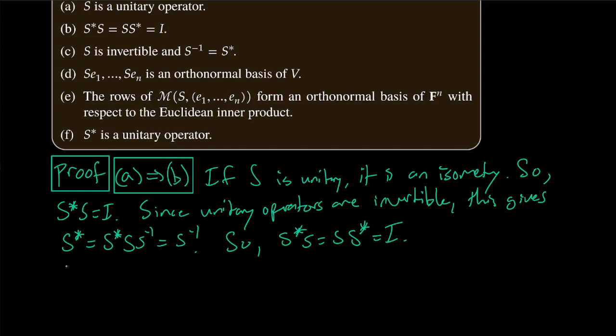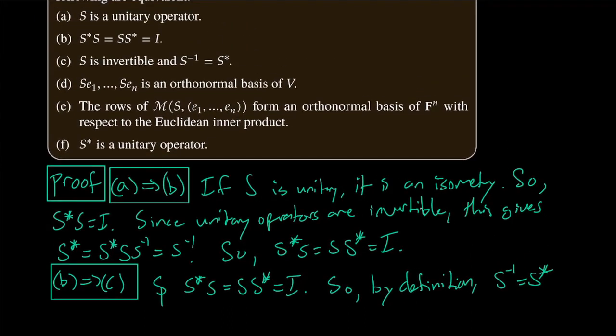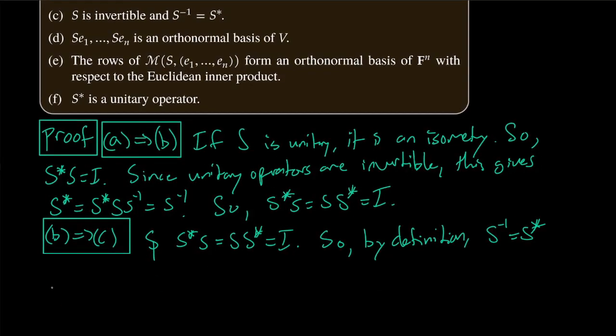Okay, cool. So let's do B implies C. Now, B says that, so we're going to suppose S star S is equal to S S star, and that's the identity. Okay. I think that this one's relatively obvious. All we have to show is that S is invertible. Okay. So by definition, S inverse is S star. That is what it means to be an inverse. If you do it on the left and you do it on the right, you get the identity. Okay, let's do C implies D.